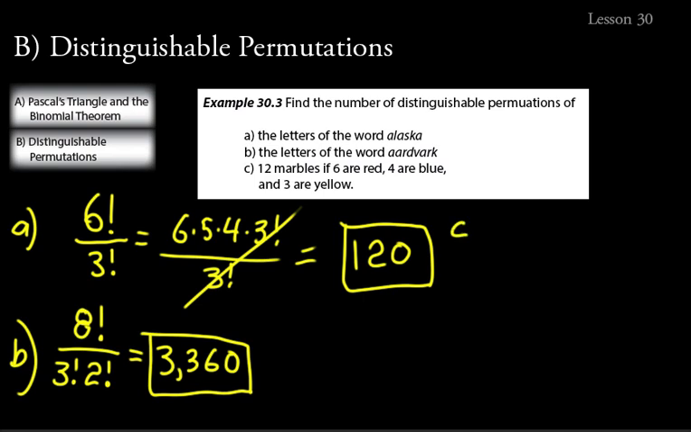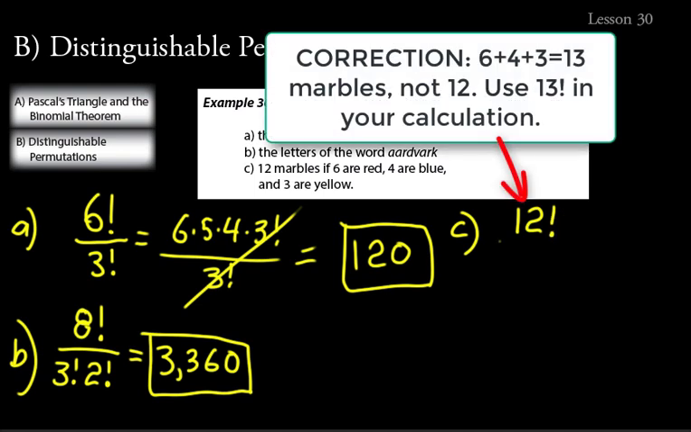C, 12 marbles. If 6 are red, 4 are blue, 3 are yellow, find the number of distinguishable permutations there. We always put the total number of things in the numerator when we're doing distinguishable permutations. 12 total things there, over 6 red, 4 blue, 3 yellow. So that means 6 factorial times 4 factorial times 3 factorial.